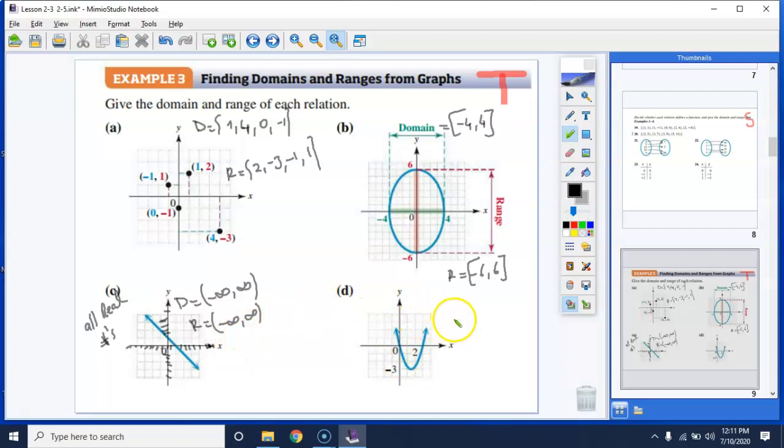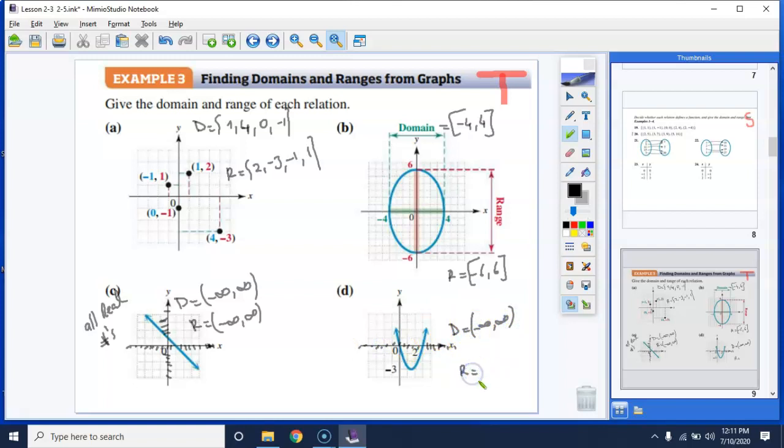Let's have a look at the last one here. Let's look at the domain first. X values. Those will be covered because this graph goes to infinity. This graph goes to infinity here. So it's going to cover all those numbers. So I'm going to say negative infinity to positive infinity.